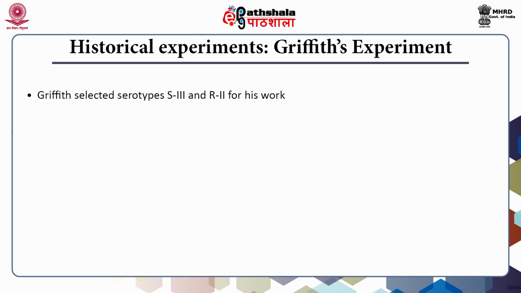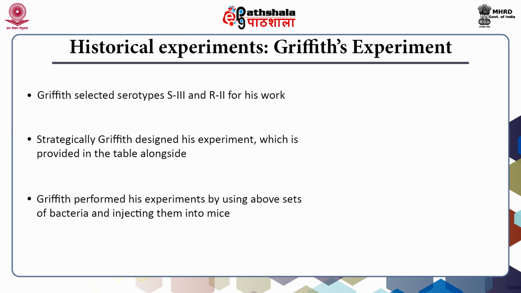Griffith selected serotype S3 and R2 for his work, which led to the generation of a new concept of genetic material. Griffith already knew that pneumonia is only caused by living smooth cells. If heat-killed virulent bacteria are injected into mice, there should ideally be no sign of infection, similar to the non-virulent live cells.